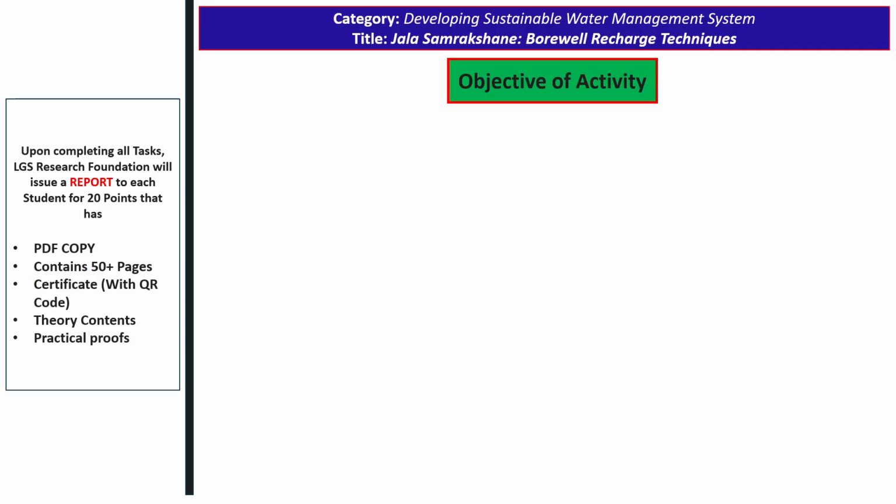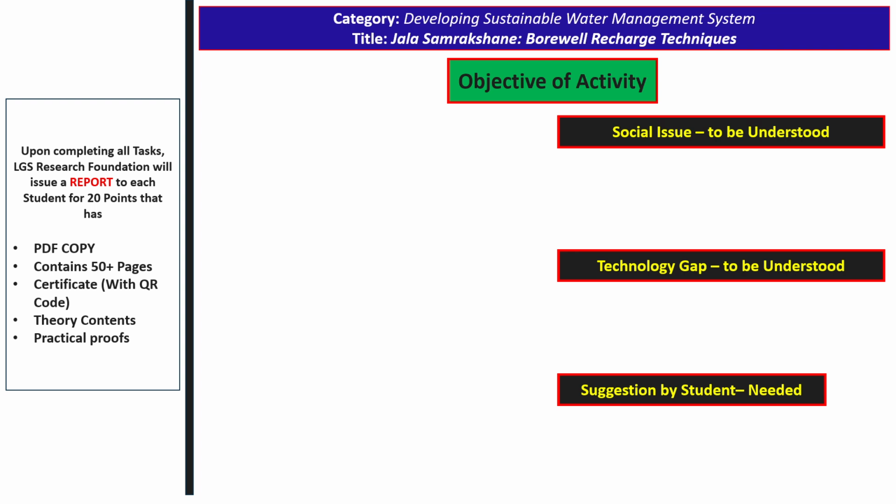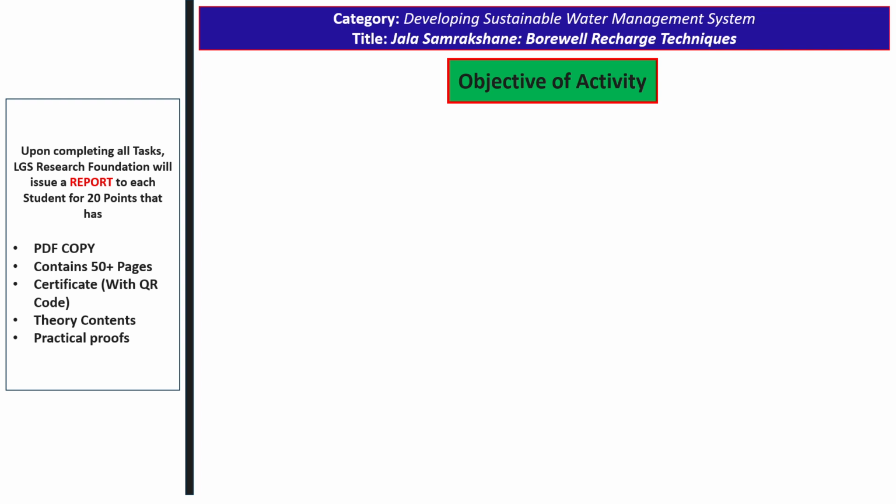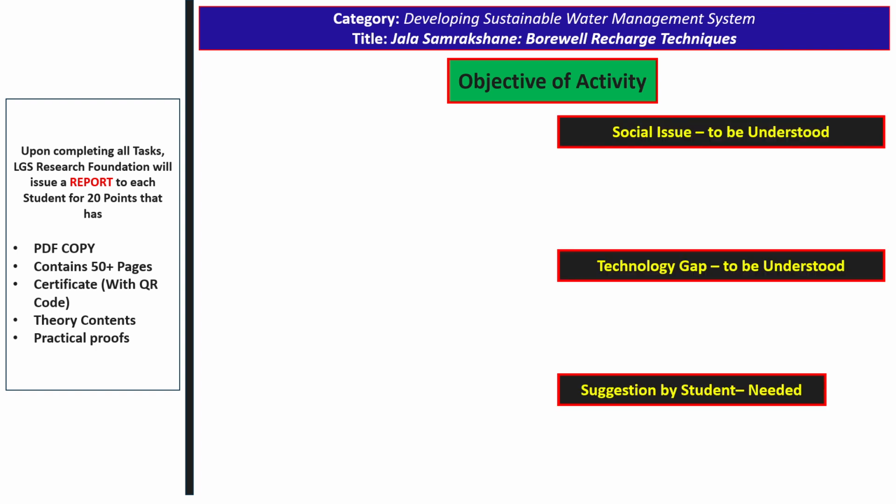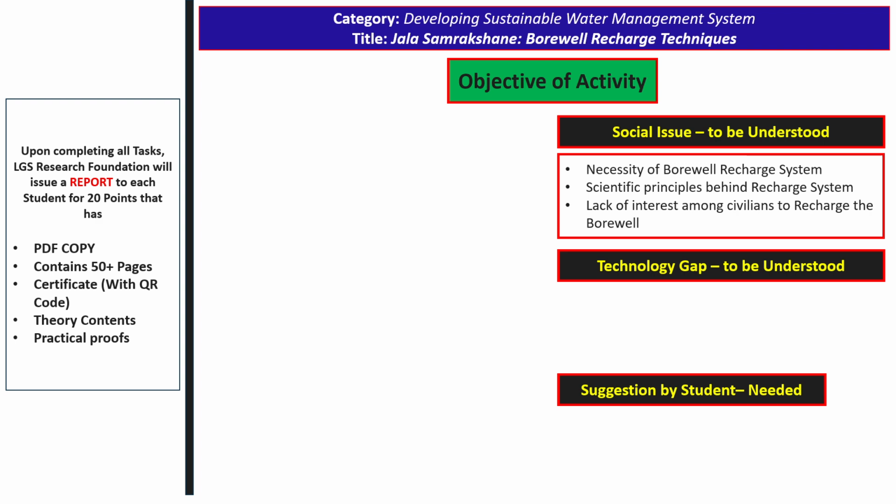Let us explore more about this. What is the objective of this activity? As I mentioned in the left column, a report will be issued to the student upon completing all the tasks. Each report has 50 plus pages, including the certificate and the theory and practical proofs. The objective of this activity is this: everybody, either rural or urban, has a borewell system.